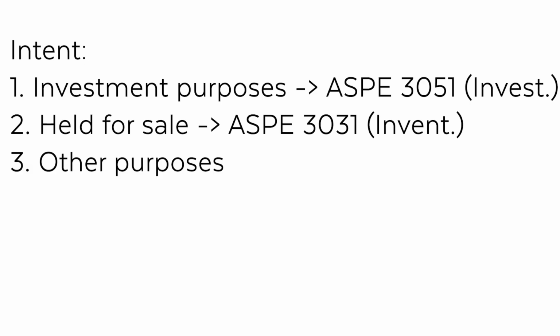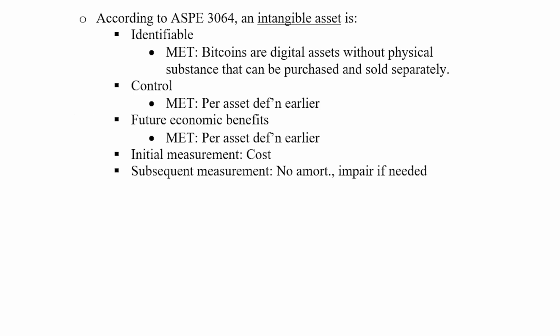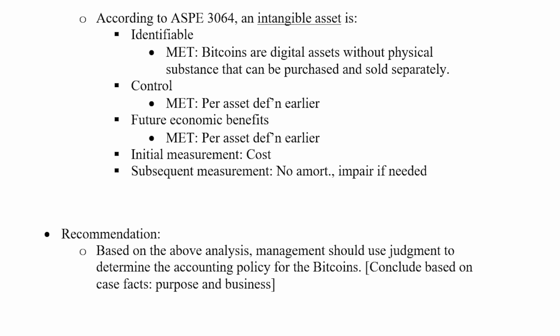Lastly, if the purchase is not for investment and not held for sale, then we gotta measure it as an intangible asset. We'll write, according to ASPE, intangible assets are identifiable non-monetary assets without physical substance. This is met because Bitcoins are identifiable and they don't have a physical substance because they're digital assets. The others are met per the asset definition earlier. We'll wrap it up with a recommendation saying since there are no specific guidelines, we'll use judgment and apply the standard that matches the intent of the purchase.